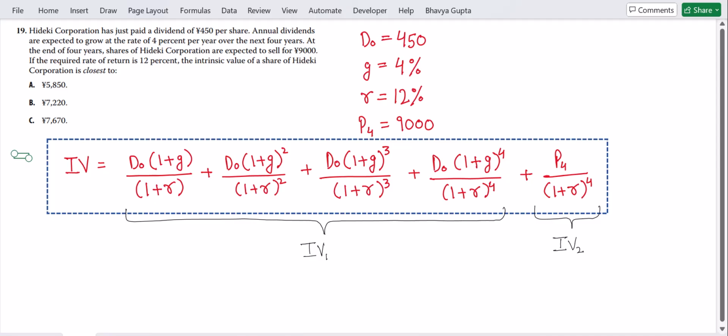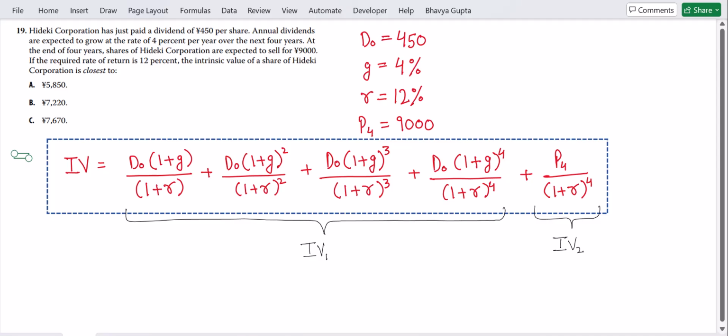The question says that Hideki Corporation has just paid a dividend of 450 yen per share, which means that D0 is 450. The dividend today is 450. Annual dividends are expected to grow at the rate of 4% per year over the next 4 years. So now we know the growth in the dividend each year. In year 1, we will receive D0 times (1 plus g). In the second year, we will receive D0 times (1 plus g) squared. In the third year, we will receive D0 times (1 plus g) cubed, and so on.